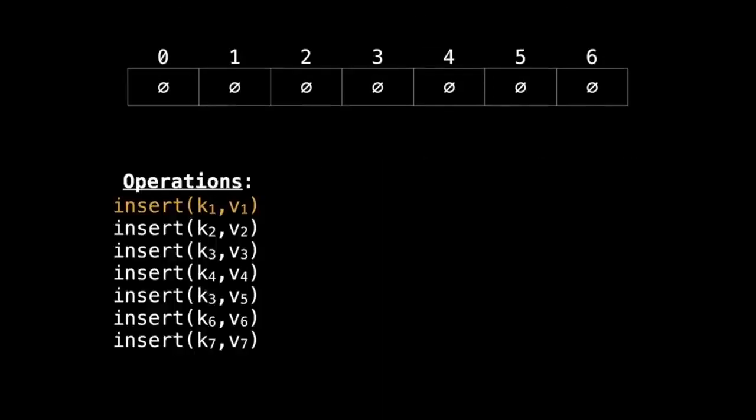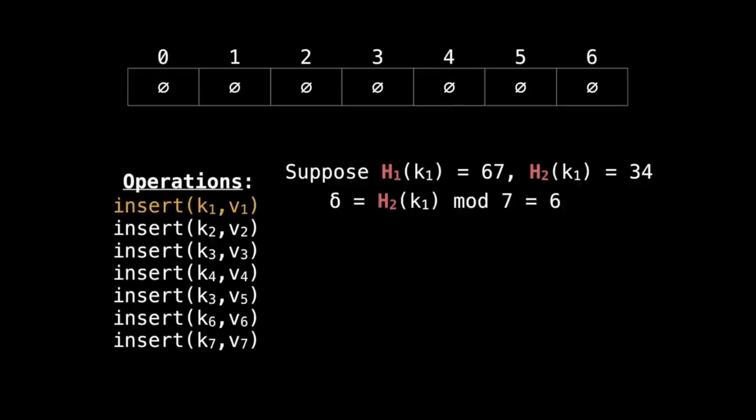Alright, so let's insert all of these key value pairs on the left into this hash table. The first key value pair is k1 and v1. Now suppose that the hash value for the first hash function of k1 is 67 and h2 of k1 is 34. The first thing we do is compute delta. So we compute h2 of k1 modulo 7, which is the table size, and we obtain 6.